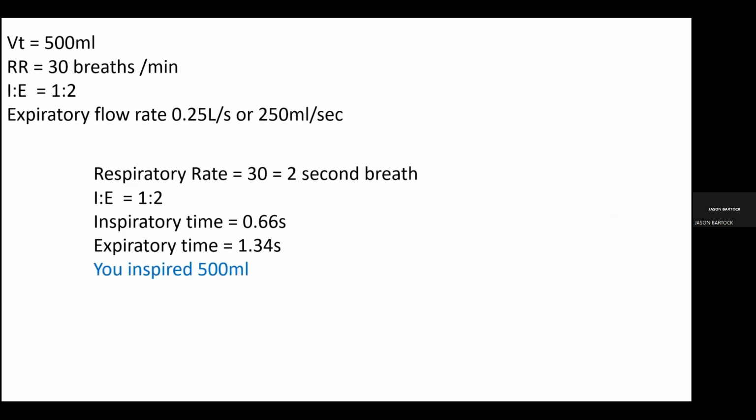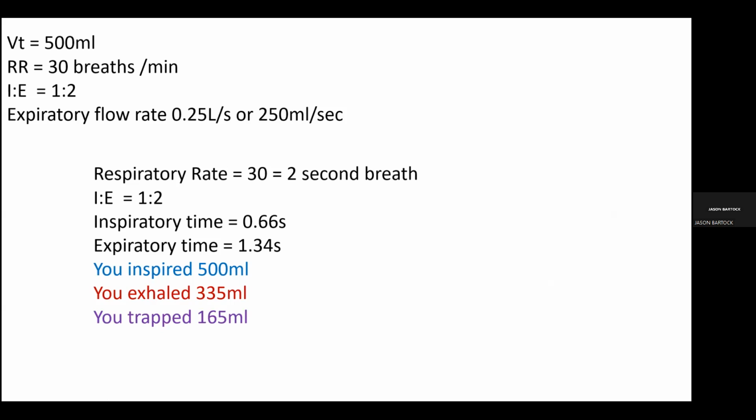So you inspire 500 mLs in that breath. In 1.34 seconds, because of your maximum expiratory flow rate of 250 mLs per second, you're only able to exhale 335 milliliters, which means that you end up trapping 165 milliliters with every breath. And that's significant air trapping, and that can lead to dynamic hyperinflation and total respiratory and cardiovascular collapse over time.